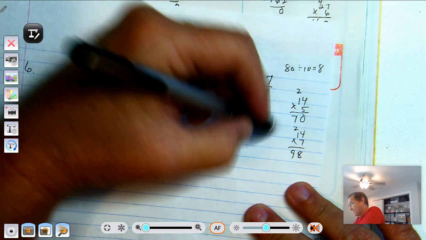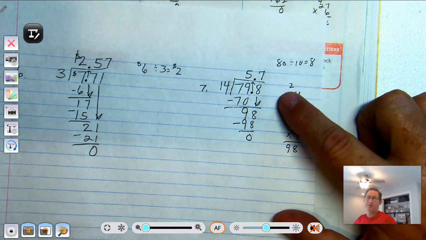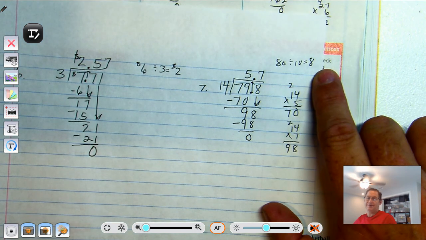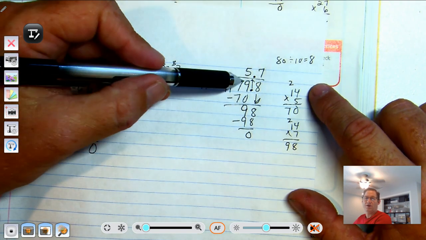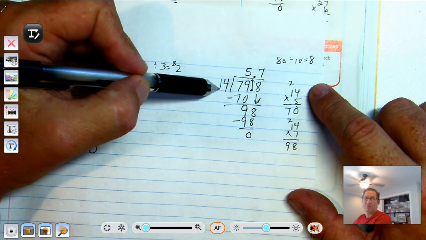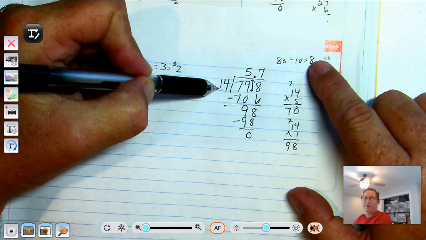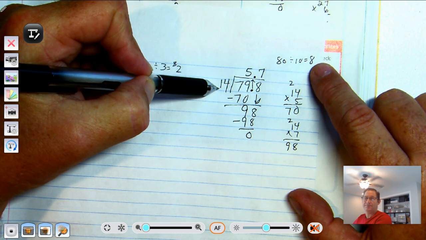So, subtract, we get 0. There are no more numbers in our dividend. And we said our answer is going to be about 8. Right? Well, we're a little off on that, and that's probably because we rounded up to 80 and rounded the divisor down. Okay, but the point of the estimate is that our answer is in the ones place.